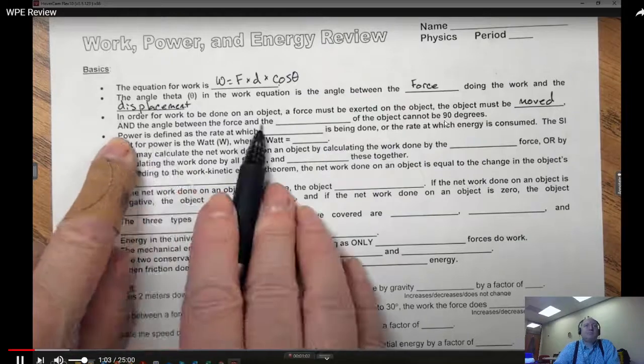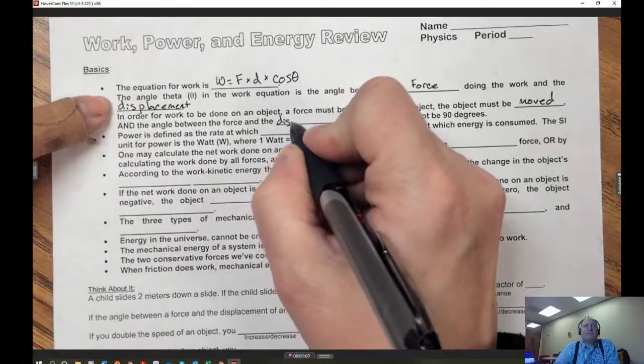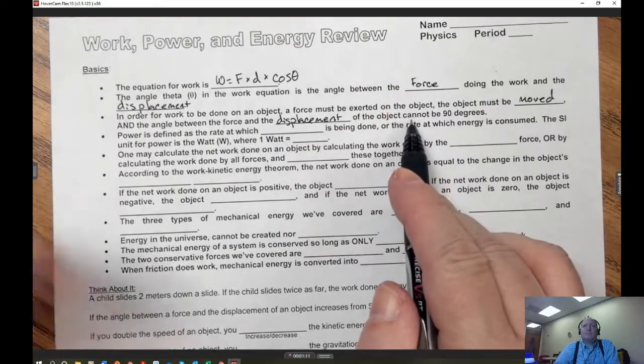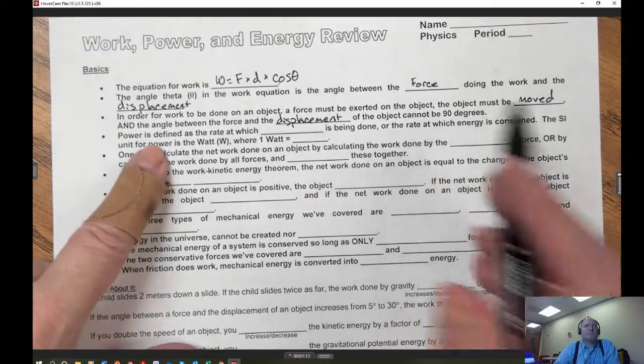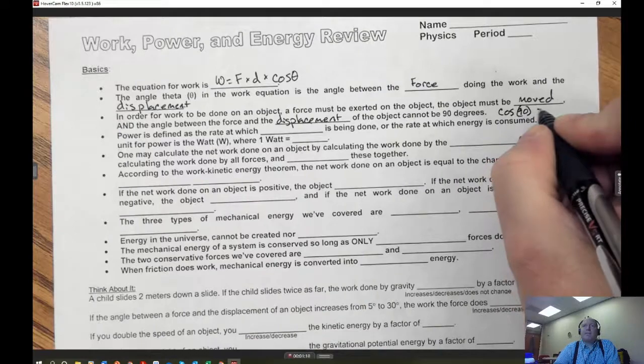And the angle between the force and the displacement. Yep. Love the consistency. Cannot be 90 degrees. The reason for that is the cosine of 90 degrees equals 0.